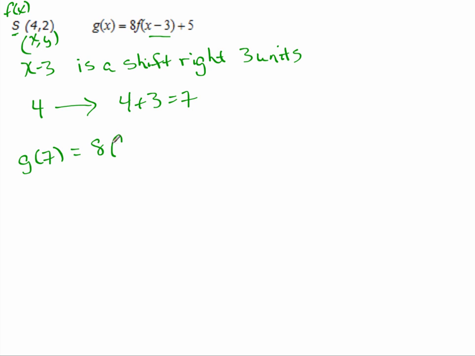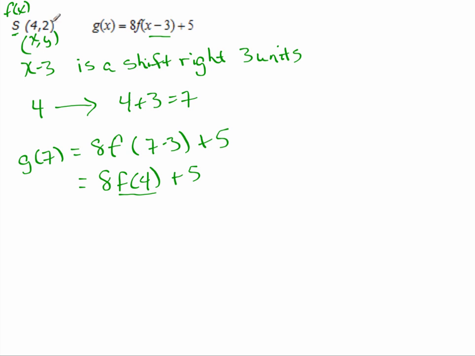So this is f, evaluated at 7 minus 3 plus 5. All I've done is substitute in 7 everywhere up here I have an x. So this is 8 f of 4 plus 5. This should always happen if you've done this correctly. This right here is f evaluated at 4.